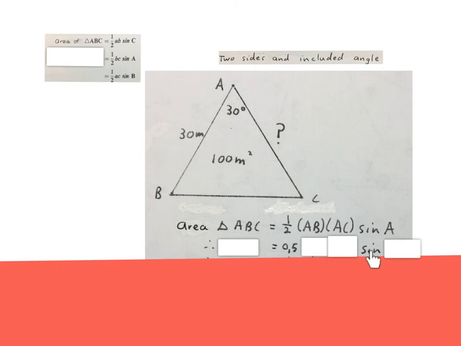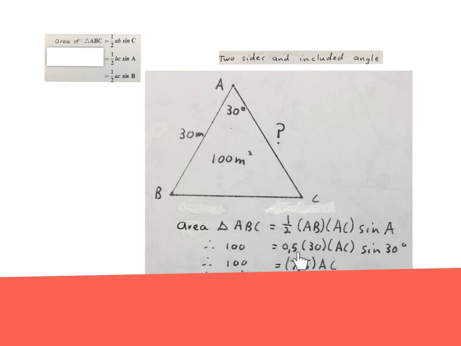We have a sine waiting for us, an equal. We know what the area is. I write it under area. I like to put in the angle at the back first. And then fill in the two sides on either side of that angle, which is 30 that I got over there, and AC that I don't have. From here, this is normal equation solving for AC.